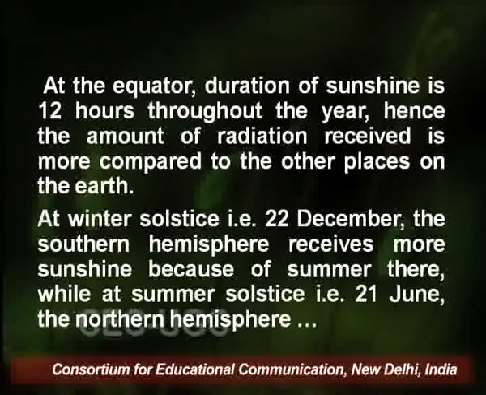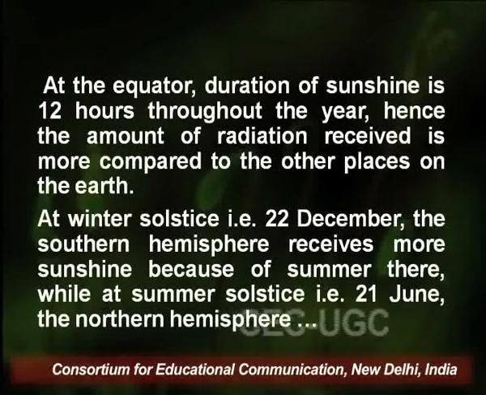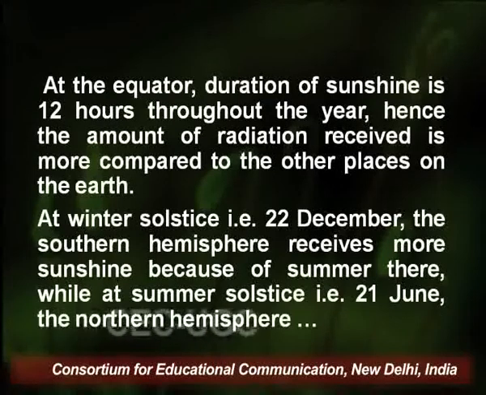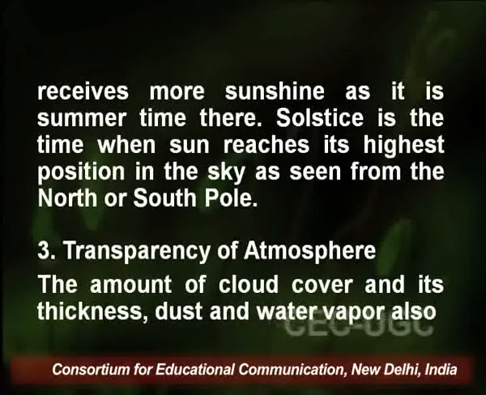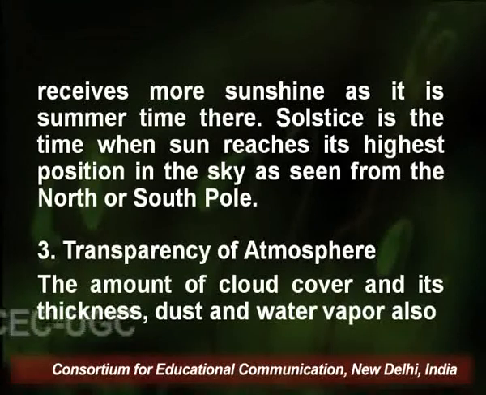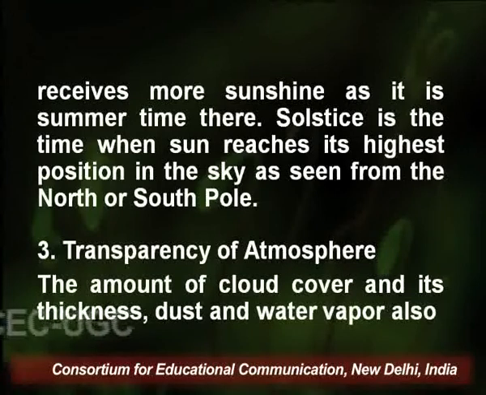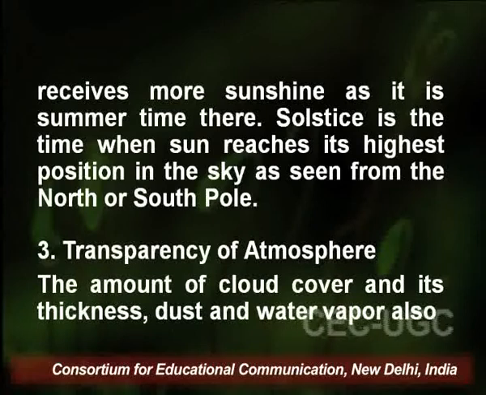At the winter solstice, that is 22nd December, the southern hemisphere receives more sunshine because it is summer there, while at the summer solstice, which is 21st June, the northern hemisphere receives more sunshine as it is summer time there. So the solstice is the time when the sun reaches its highest position in the sky as seen from the north or the south pole. Now let's discuss the third factor, which is the transparency of the atmosphere.